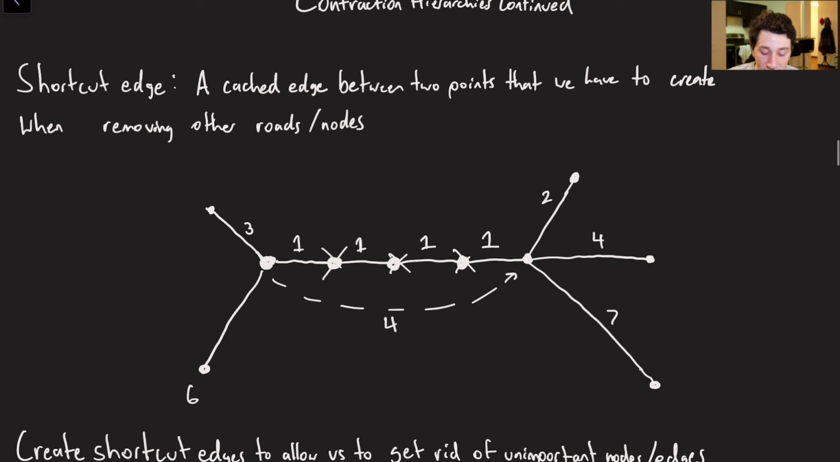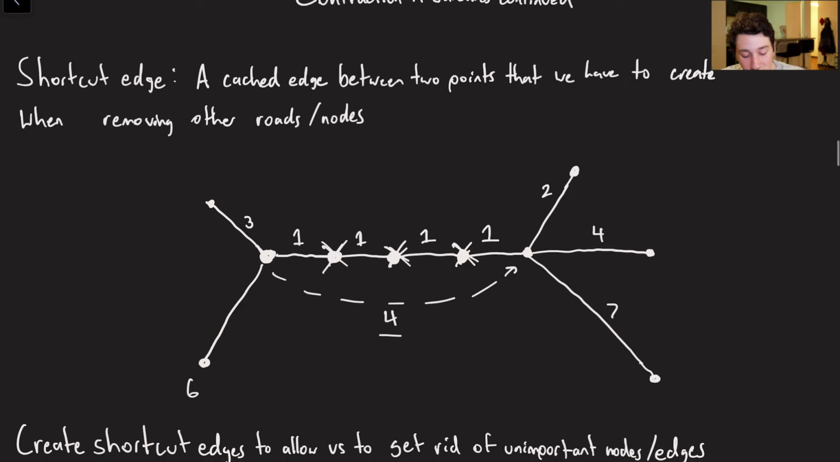Another thing that we can do is get rid of certain nodes and edges entirely by creating something known as shortcut edges. A shortcut edge is effectively just a cached edge between two different points. And we can create one whenever we're removing certain other roads or certain other points connecting those roads. So for example, we could create a shortcut edge right here of length 4, because getting rid of all of these intermediary nodes is not really going to affect our traversal.